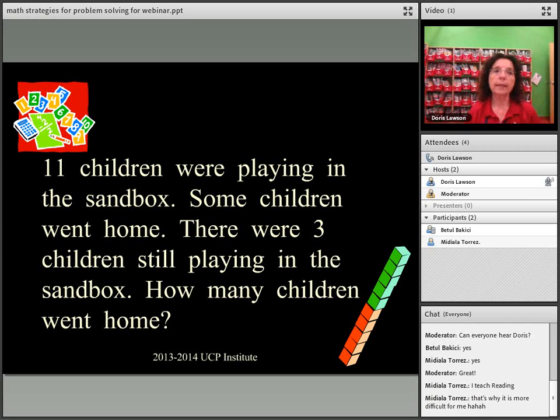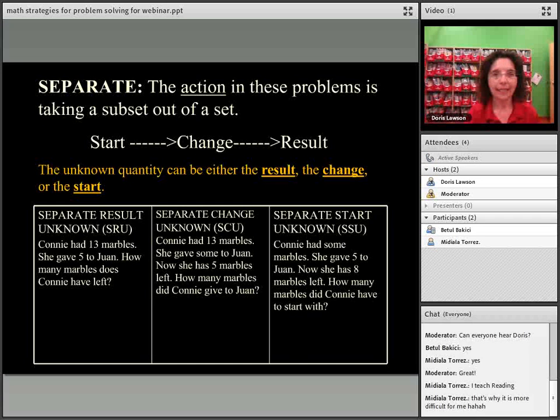And so 11 children were playing in the sandbox. Some children went home. There were 3 children still playing in the sandbox. How many children went home? This one is going to be most difficult for them because you don't have the change. You've got the start and you've got the result. And so instead of going through every single kind I've just got this chart here for you. It's similar to the addition kind. And so here's the separate and the words that can help you.